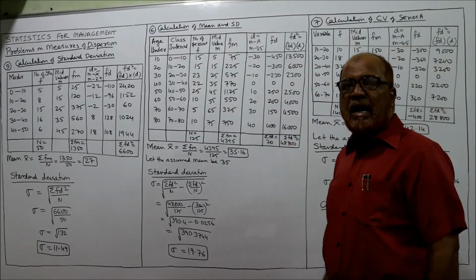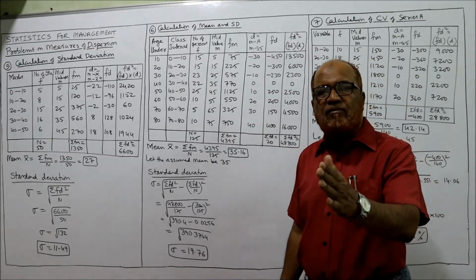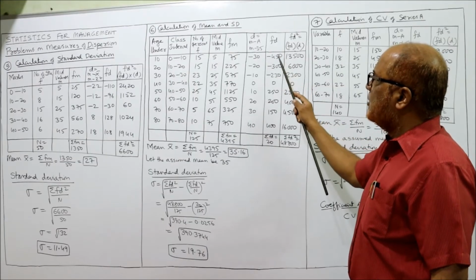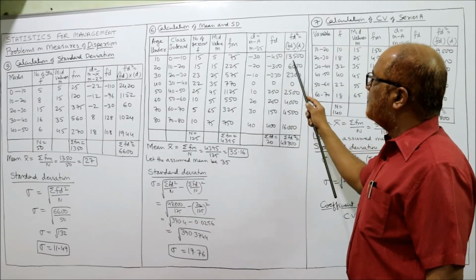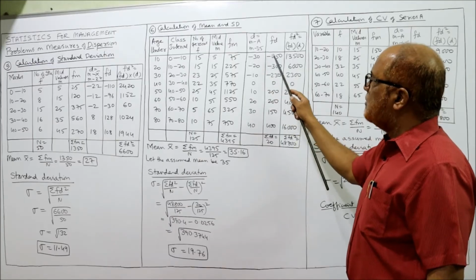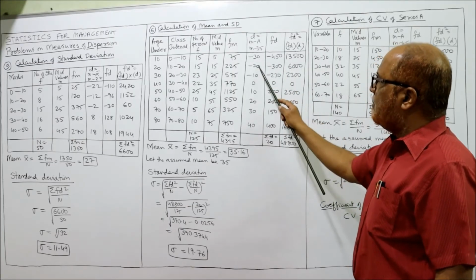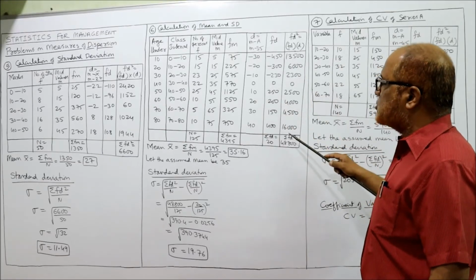Now FD square. FD square means FD into D. This is FD, this is D. Multiply. 450 into 30, 13,500. Minus into minus will become plus. Here also minus into minus plus, minus into minus plus. Multiply these two columns, you will get FD square.